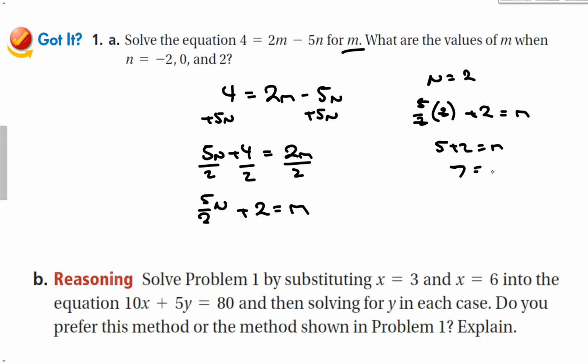So that's 7. When n is equal to 0, that becomes way easier because that term just cancels. So then m is equal to 2.